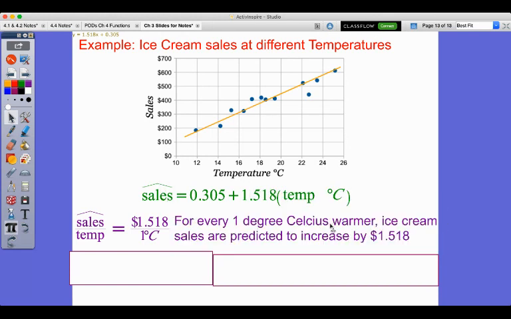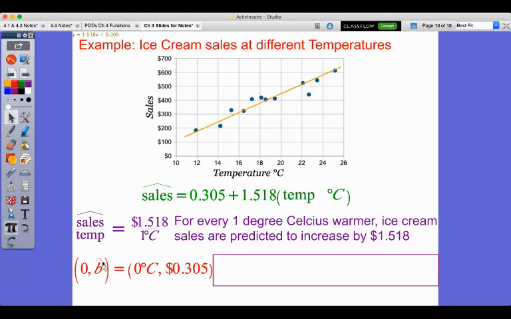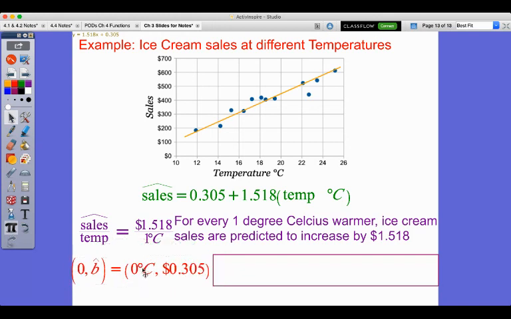You can see my sentence right over here. For every 1 degree Celsius warmer that it gets, ice cream sales are predicted to increase by $1.51.8. Okay, the y-intercept, 0 comma b predicted, is 0 degrees Celsius and $3, or basically 30.5 cents. So I would say, when the temperature is 0 degrees Celsius, the ice cream sales are predicted to be 30.5 cents. And this might be like an ice cream truck.